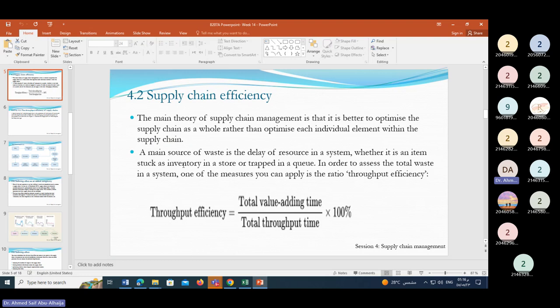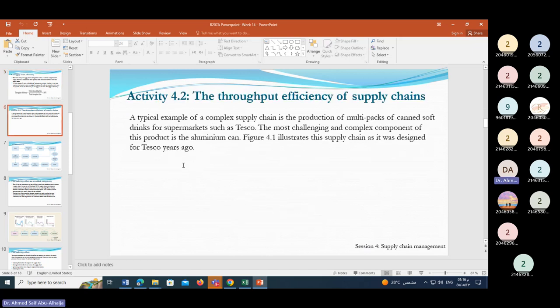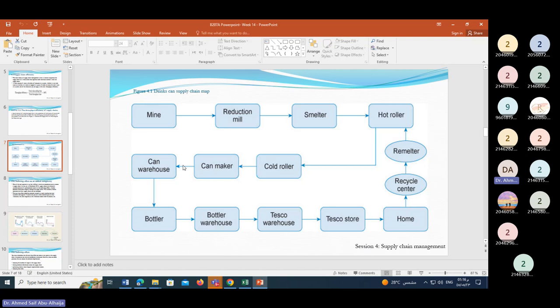This is actually the idea of throughput efficiency: to minimize the delay or the waste that you may have in the chain, in order, again, to be efficient in this market. To understand more about this concept, the throughput efficiency, and how to minimize any problems or issues, we need to discuss and consider this example.